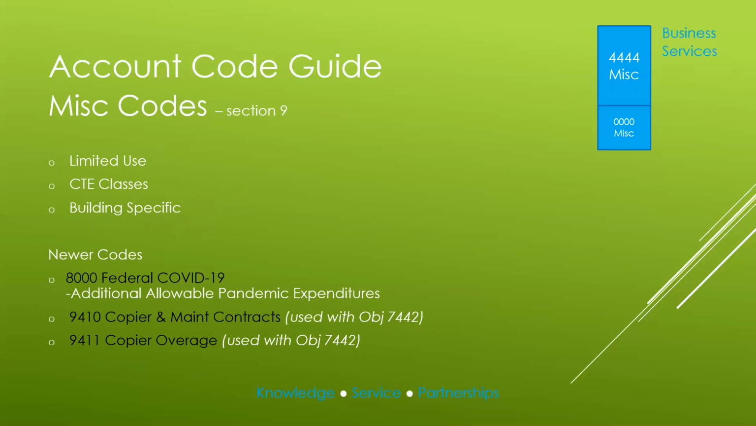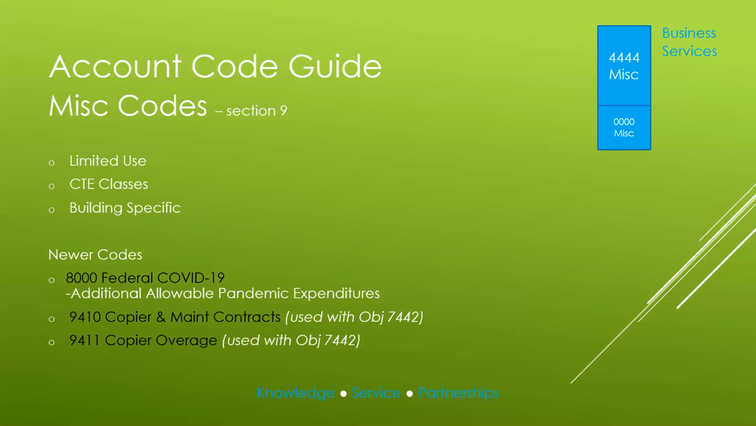Now, there's other location codes that exist for admin purposes and for billing purposes. MIS codes. These are really limited use. We built a lot of these out for CTE classes so we could track those expenditures. However, if you do have a specific expenditure that you want to track, we can add a generic building code on there. Maybe you have a donation that you want to track the expenditures, and we could use it for this.